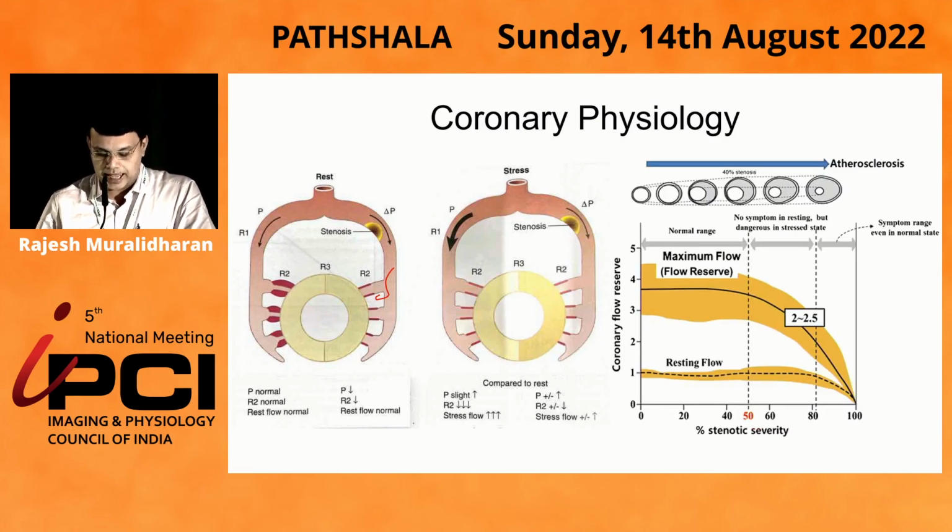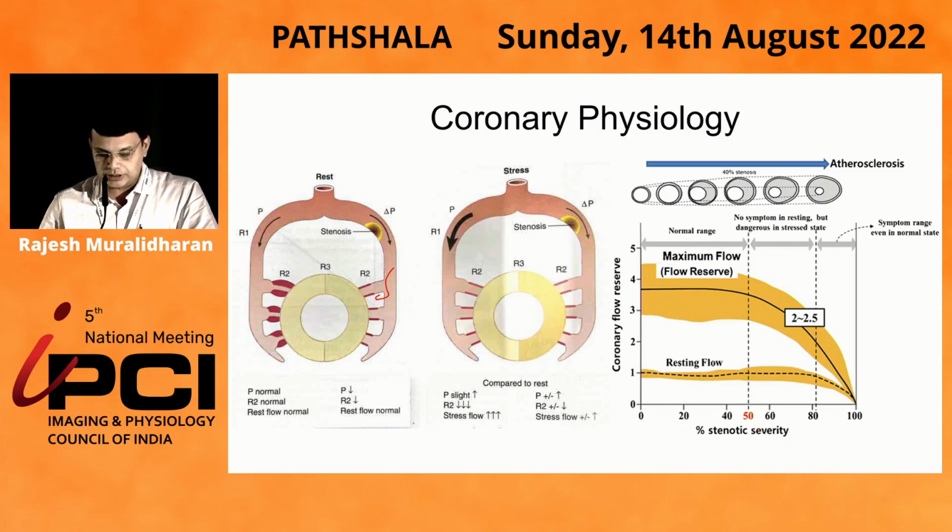Looking at it from another angle, you can see that the resting flow is maintained till the stenosis severity is approximately 50% in the resting stage. When you put the patient to stress, there is a maximum flow happening in the absence of stenosis, but as the stenosis severity increases and goes beyond 50%, the coronary flow decreases substantially, and that gives rise to symptoms. So this is the basic of coronary circulation or coronary physiology.